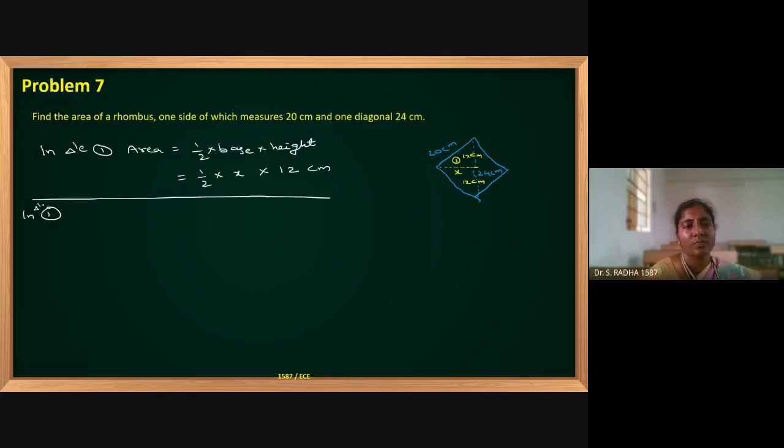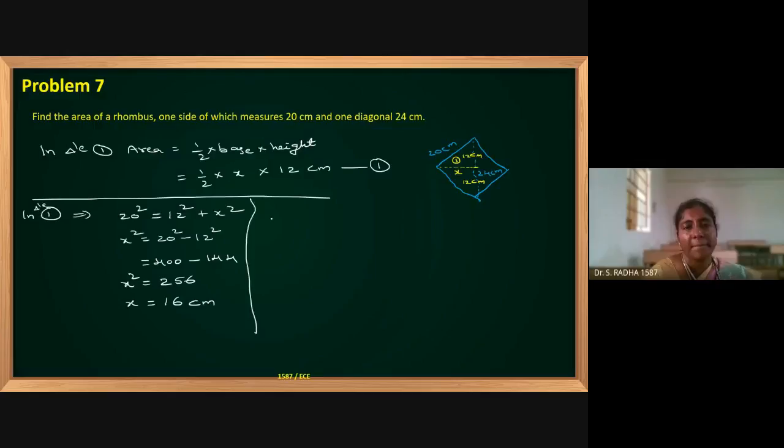Hypotenuse square equals side square plus side square. If you simplify, x square is nothing but 20 square minus 12 square. 20 square is 400, 12 square is 144. If you simplify, this becomes 256. This is the x square value. If you take the square root of that, it is 16. The x value is 16. All these are centimeters, so the x value is also in centimeters. Let this be equation 1.